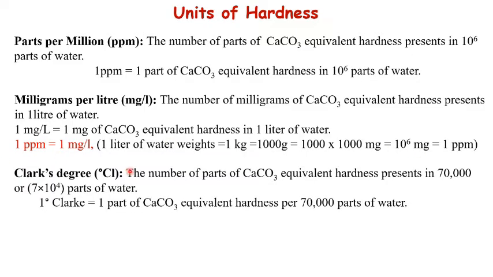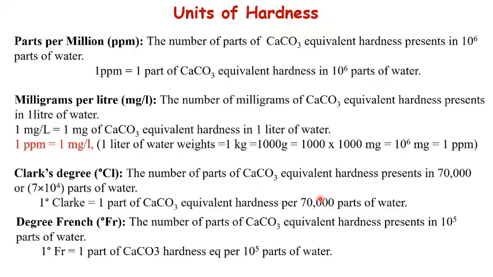The next is Clark's degree, or degree Clark, and it can be represented as degree Cl. Please try to remember how it is represented. This degree Clark is parts of calcium carbonate equivalent hardness present in 70,000 parts of water. So 1 degree Clark is equal to 1 part of calcium carbonate equivalent hardness in 70,000 parts of water.